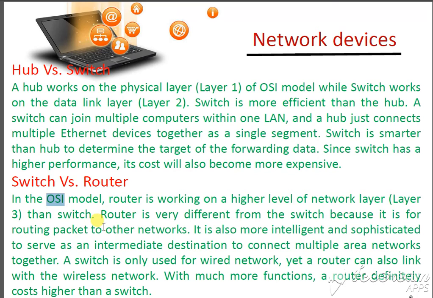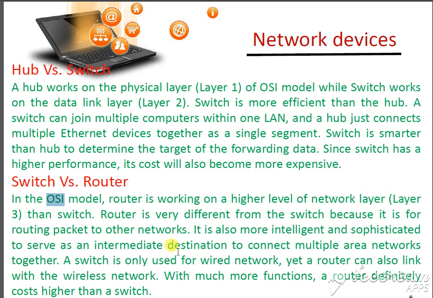In the network layer, the switch will work, but a router is very different from the switch. Why? Because it performs routing of packets. Routing means finding, going and searching to the other network. It provides intelligent and sophisticated service for multiple networks, while a switch is only used for a wired network, yet a router can be linked with wireless.